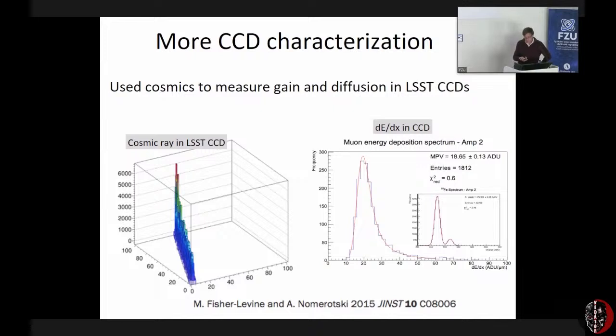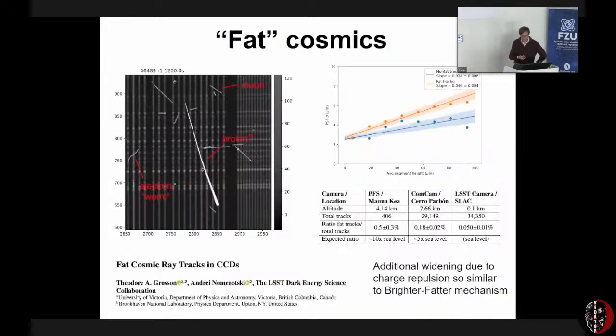So it's not clear that will be used, but that was a nice way to study CCDs. We also recently published a paper on so-called fat cosmics. The interest was generated by Hyper Suprime-Cam data when they started to notice so-called fat tracks, which have much more ionization and are wider than standard muon tracks.